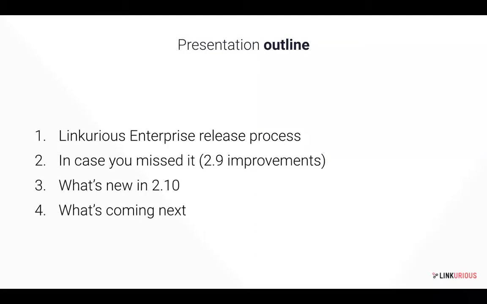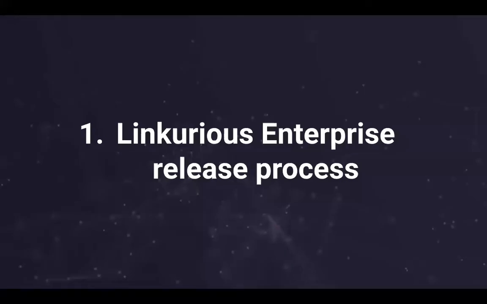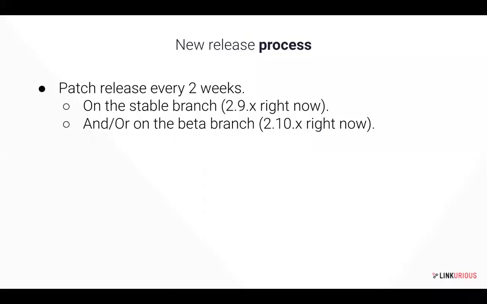So let's get started with how we changed the Linkurious Enterprise release process. We release new versions on two branches, the stable branch and the beta branch. The stable branch right now is 2.9, so it's 2.9.x, right now it's 2.9.9, and we'll release 2.9.10 in a few days. And we also have releases on the beta branch, which is right now 2.10.